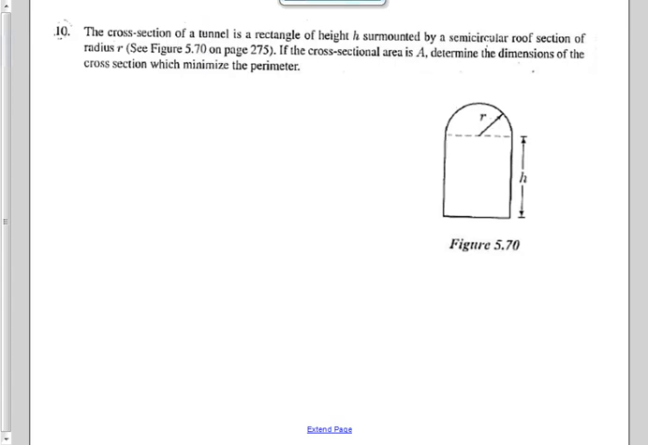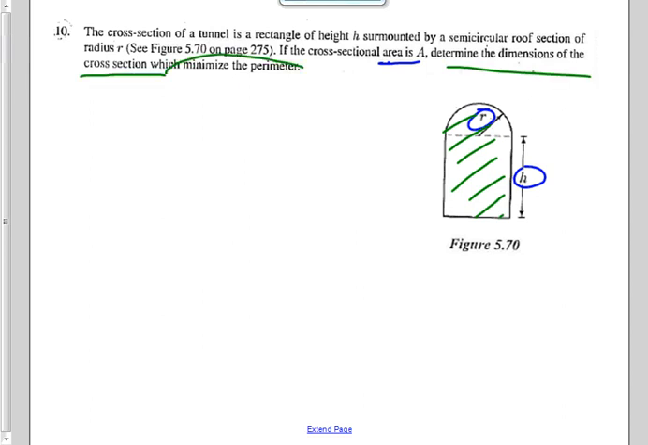All right, another problem. The cross section of a tunnel is a rectangle of height h and surmounted by a semicircular roof of radius r. If the cross-sectional area is A, so it's a fixed cross-sectional area, meaning that this area is fixed, determine the dimensions of the cross-section which minimize the perimeter.